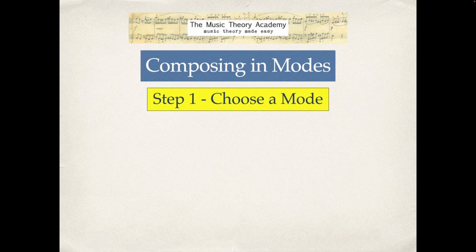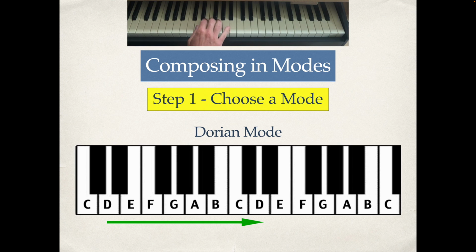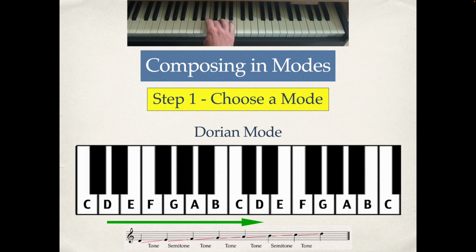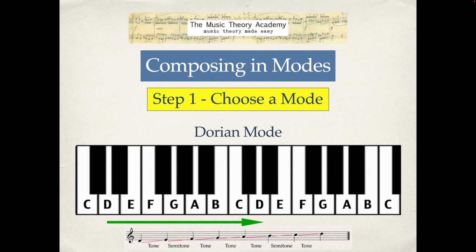So step 1, pretty obvious first step, we need to choose a mode which we're going to compose in. Remember from the previous video, every mode has its own distinctive sound. I'm going to choose the Dorian mode, starting on a D and ending on a D. The D is what we call the final note of the mode. I like the Dorian mode. It has its own lovely unique characteristic, and it's a really enjoyable mode to compose in. So we're going to use the Dorian mode.